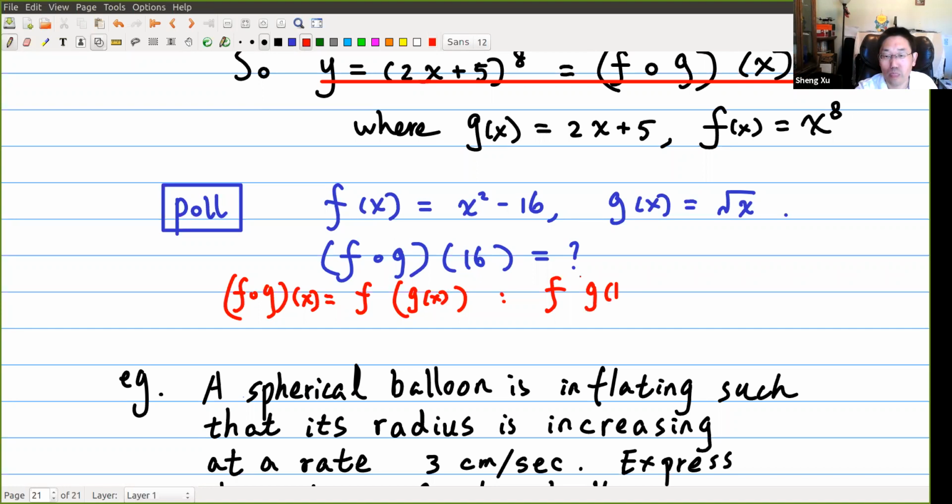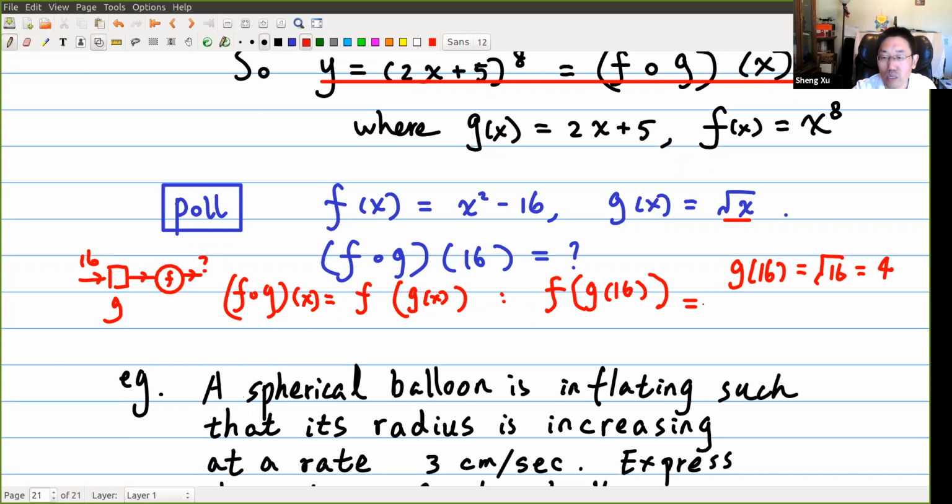Make sense to you. So the point here is your g is in the first machine, right? You put 16 over there, then get output, then the output is sent to f here, right? Then get the output, and I ask you, what is this guy here? So what is g of 16? g is the square root of x, so square root of 16, right? Which is equal to 4. So then this guy would be equal to what? f of 4. Oh, you're right, should be zero.